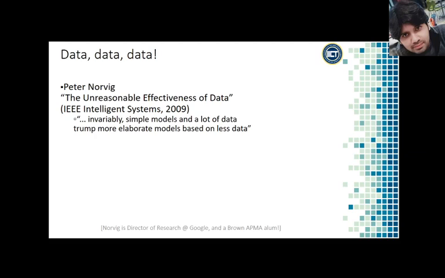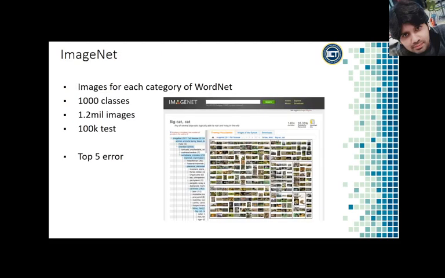So one of the datasets which comprises a lot of data is ImageNet, and it has 1000 classes. I mean, it has images for 1000 object categories, and it comprises approximately 1.2 million images, out of which 100,000 images are dedicated for the test set. And most of the time, the networks or machine learning algorithms which are trained on ImageNet are evaluated through top 5 error, like top 5 predictions of that particular object.